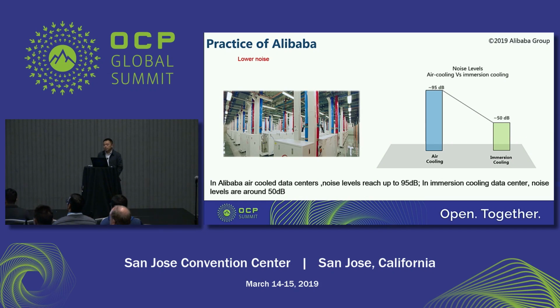Let's compare the noise in the data center. In Alibaba air cooling data centers, noise levels reach up to about 95 dB because there are air conditioners and fans. In the immersion cooling data center there are no fans, so the noise in the room is greatly reduced. In the immersion cooling data center, noise levels are about 50 dB.